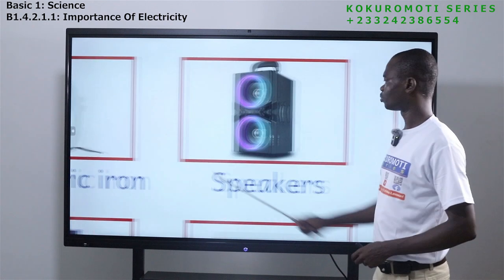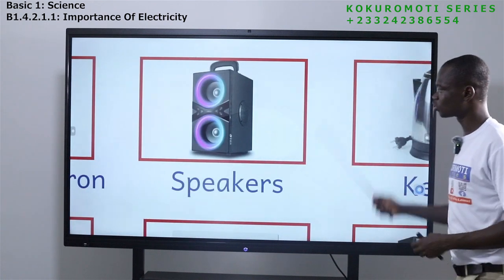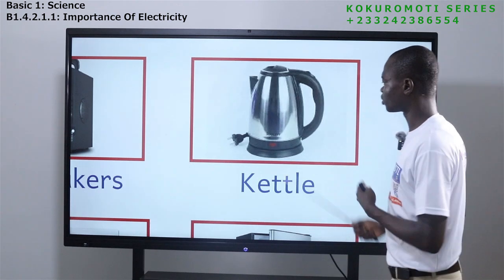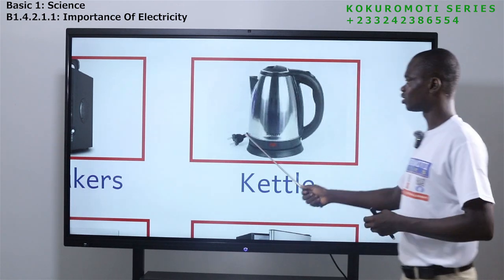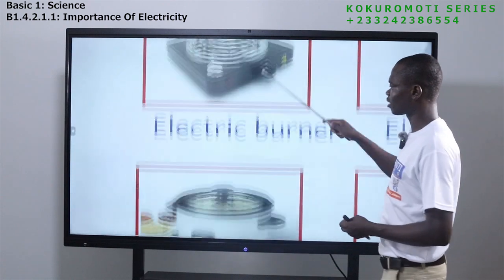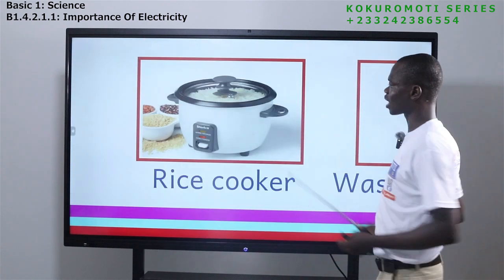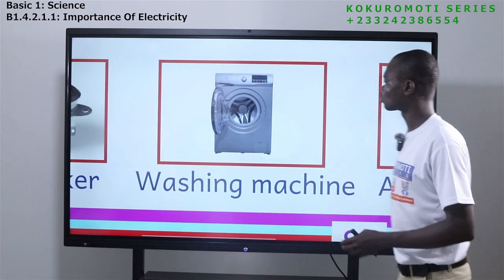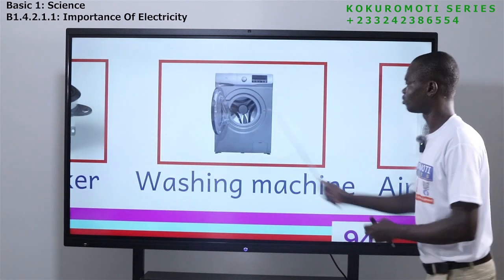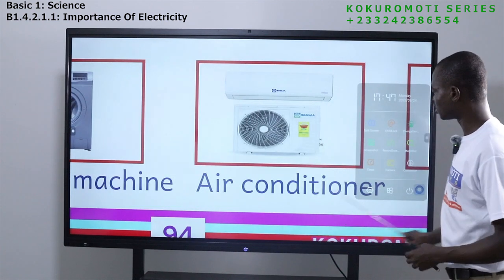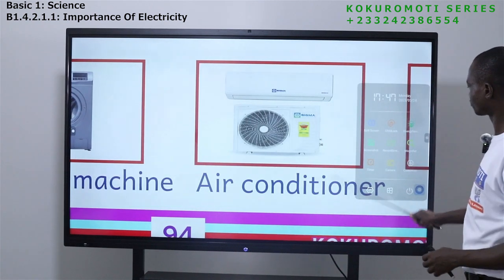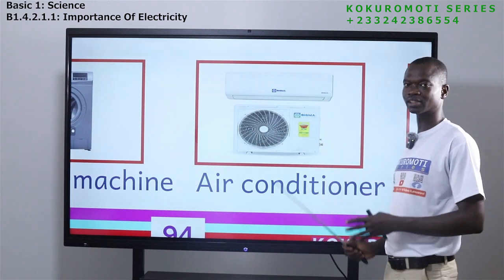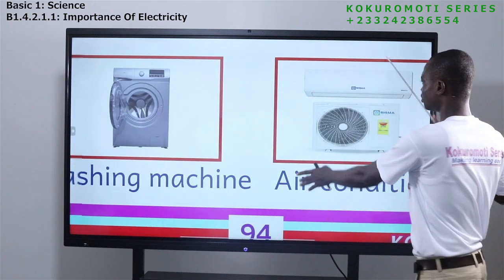Without electricity, they cannot iron it for you. So there is another one, speakers. Speakers also use what? Electricity. And then we have kettle. If you want to prepare tea in the morning, you need to what? Heat your water using the kettle. This is rice cooker. You need what? Electricity before you can use this. This is what? Washing machine. You need electricity before you can use it. This is air conditioner. So this air conditioner, you need what? Electricity before you can use it.